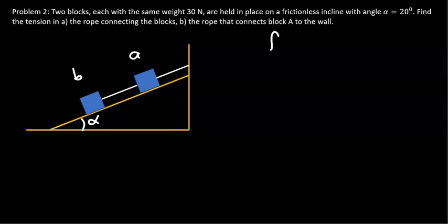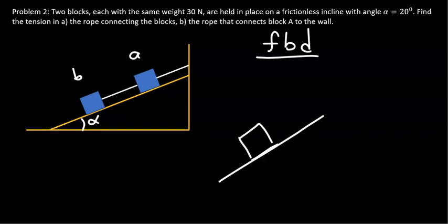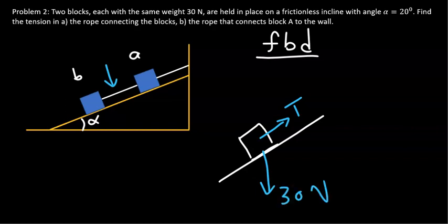Step 1 is to sketch the free body diagrams for these two blocks. So let's start with block B. For block B, you have a block B right there. Now the forces acting on block B is the tension on this rope right there. Let's call that tension T. And of course the weight, which is vertically downward, and that we know it's 30 newtons.